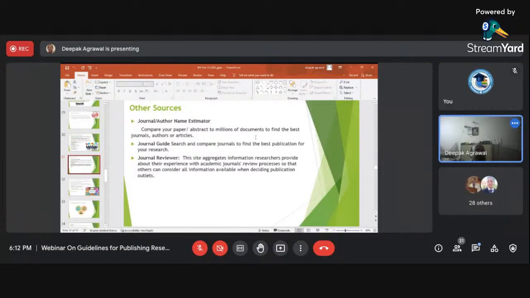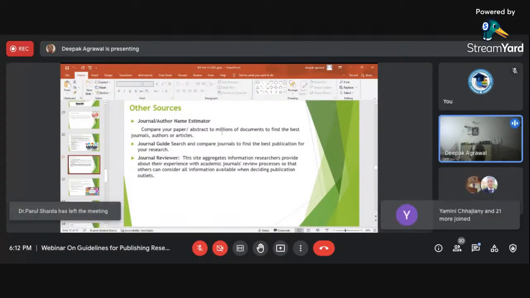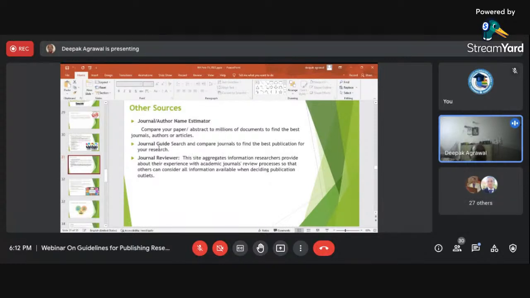You may have other sources for your publication, such as the journal or author name estimators. You can search for the journal estimators. They are software which is easily available and accessible through Google. You can go through that. Read the journal guide for getting your paper published. Go with the journal reviewer. They are a few academic agencies which provide a review of your work, and they may advise you. But definitely, the plagiarism content and your copyright information are equally important.